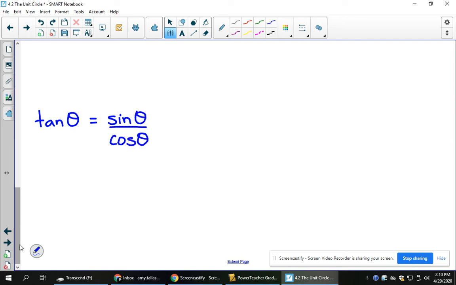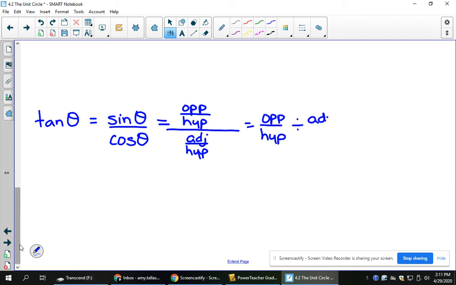Okay, so let's do this with good old SOHCAHTOA. We're saying that tan theta is equal to sine over cosine. Well, sine, according to SOHCAHTOA, is opposite over hypotenuse, and cosine is adjacent over hypotenuse. Let's do this by dividing fractions. Divided by the bottom. Let's leave the first fraction. Let's change to multiply and flip the second one.